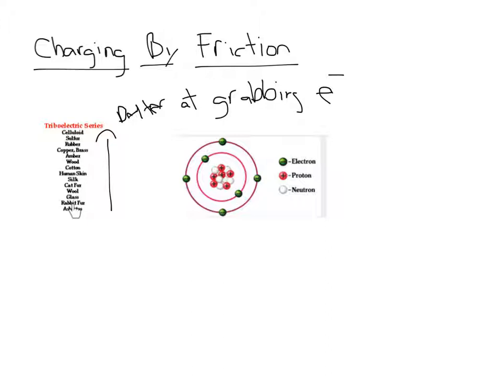If I rub rubber on rabbit fur, the rubber will get the electrons. If I rub glass on rabbit fur, the glass will get electrons. However, if I do silk on glass, then the silk gets the electrons, and the glass would lose the electrons. So this is one way we can understand charging by friction, which is just rubbing two objects together. Like rubbing your hair on a balloon. Your hair you can think of as rabbit fur, and rubber is the balloon, so the balloon gets the electrons. So that's how charging by friction works.